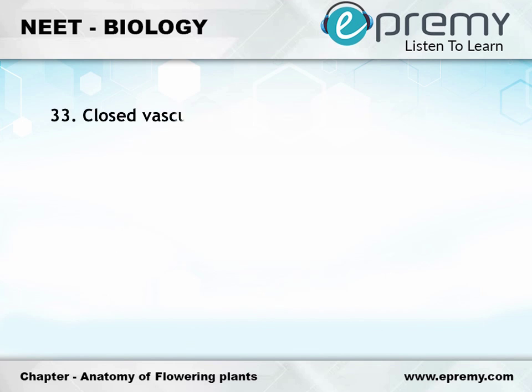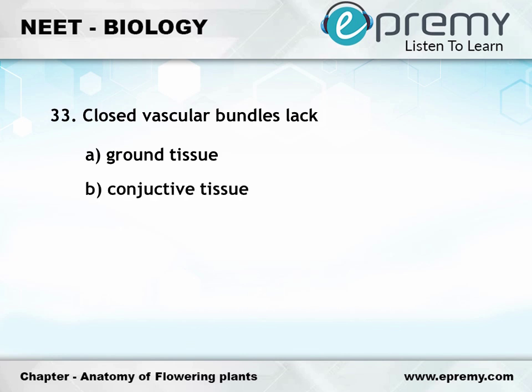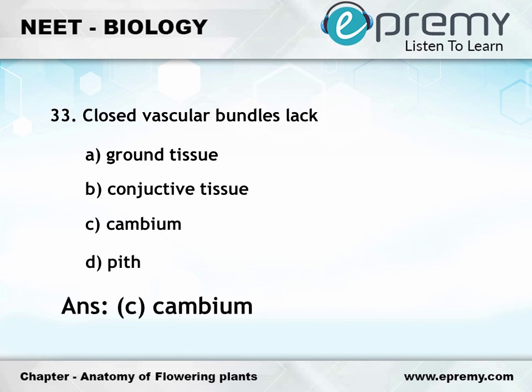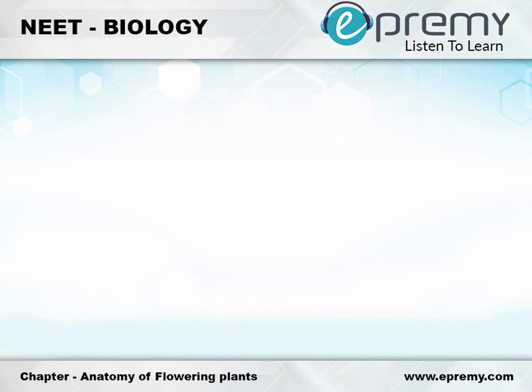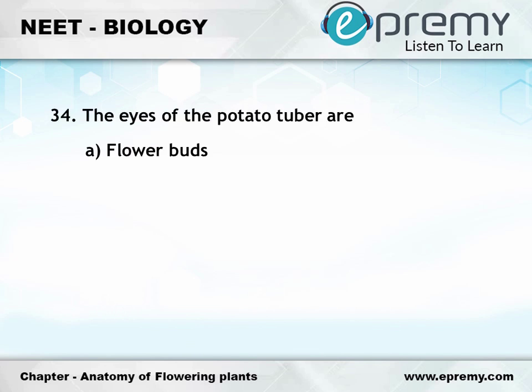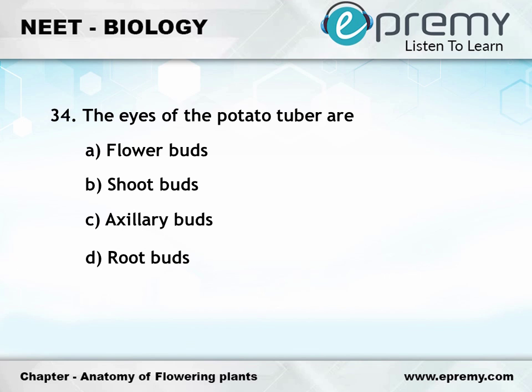Question number 33. Closed vascular bundles lack option A, ground tissue. Option B, conjunctive tissue. Option C, cambium. Option D, pith. Answer is option C, cambium. Question number 34. The eyes of the potato tuber are option A, flower buds. Option B, shoot buds. Option C, axillary buds. Option D, root buds. Answer is option A, flower buds.